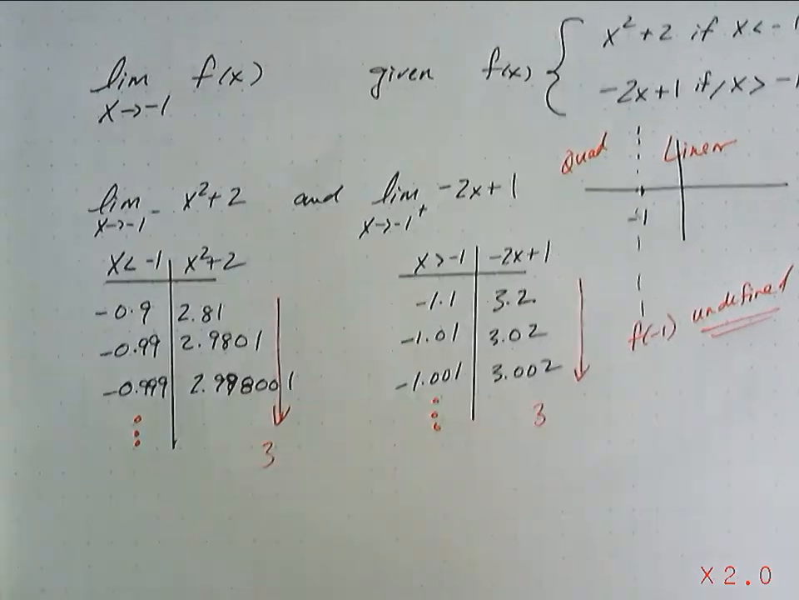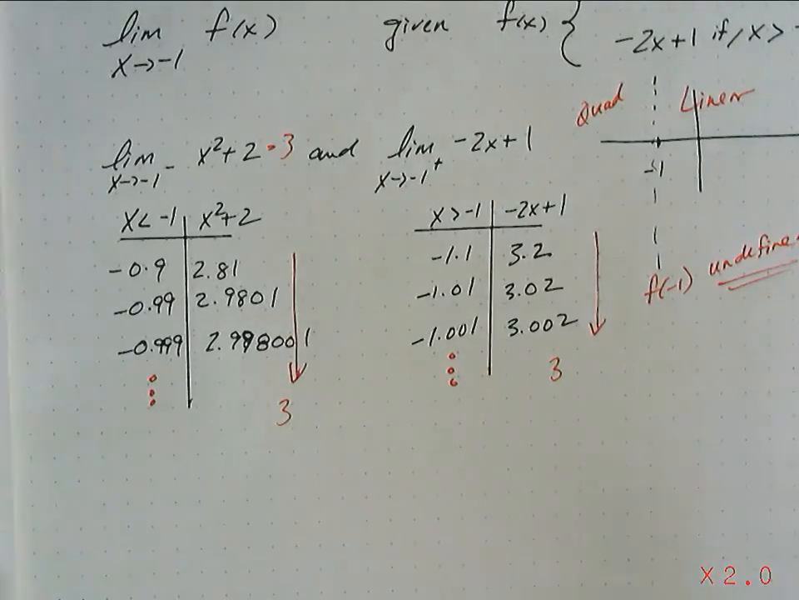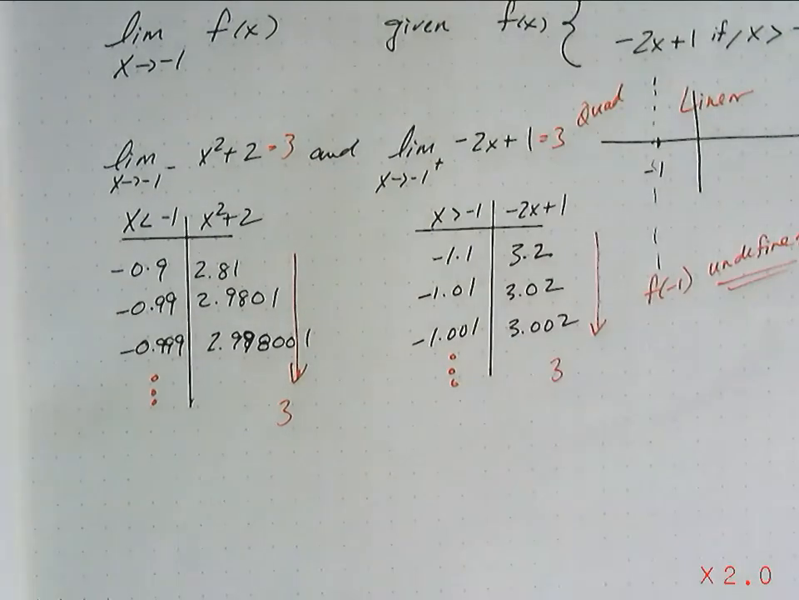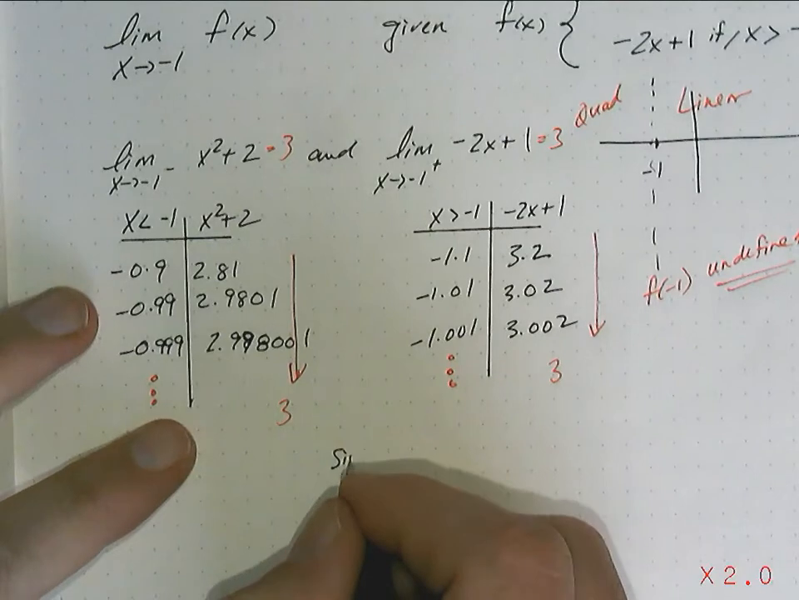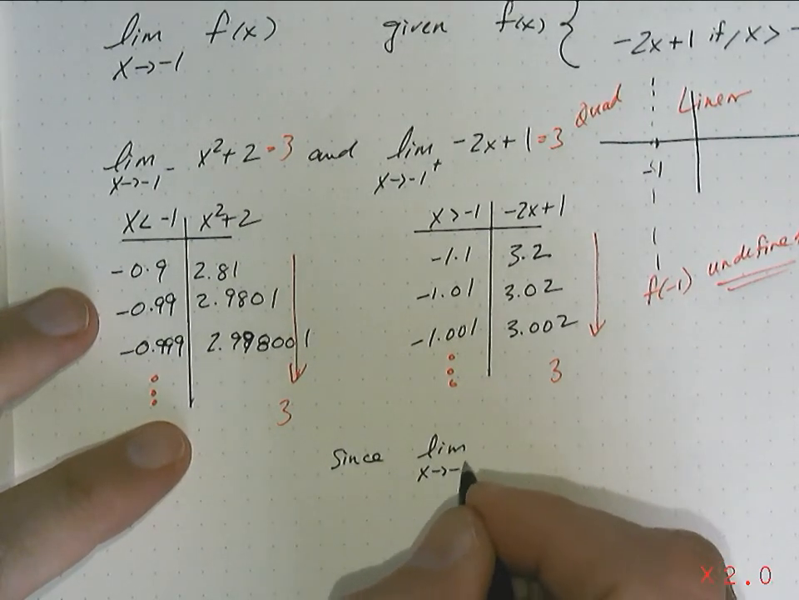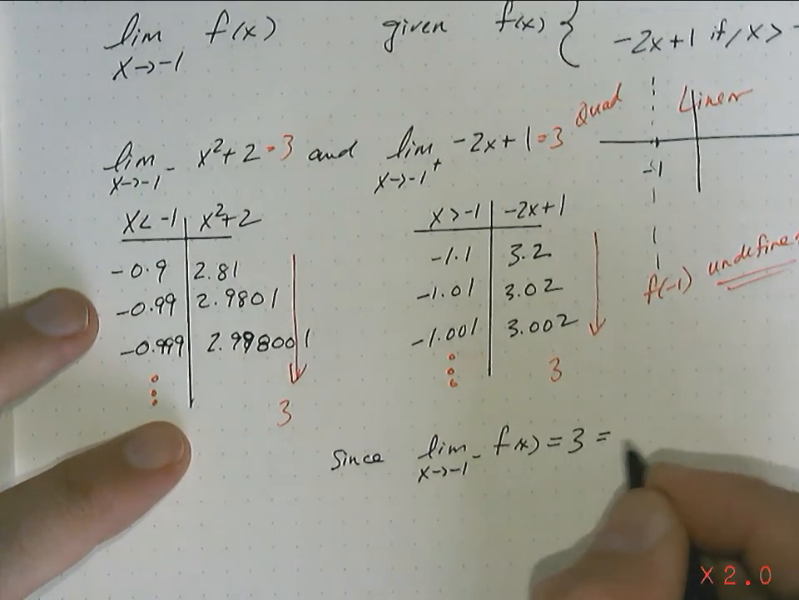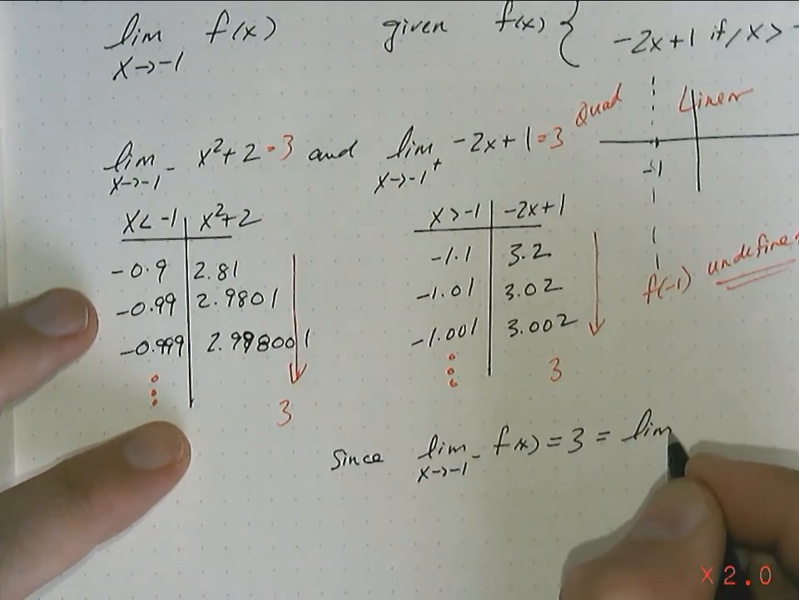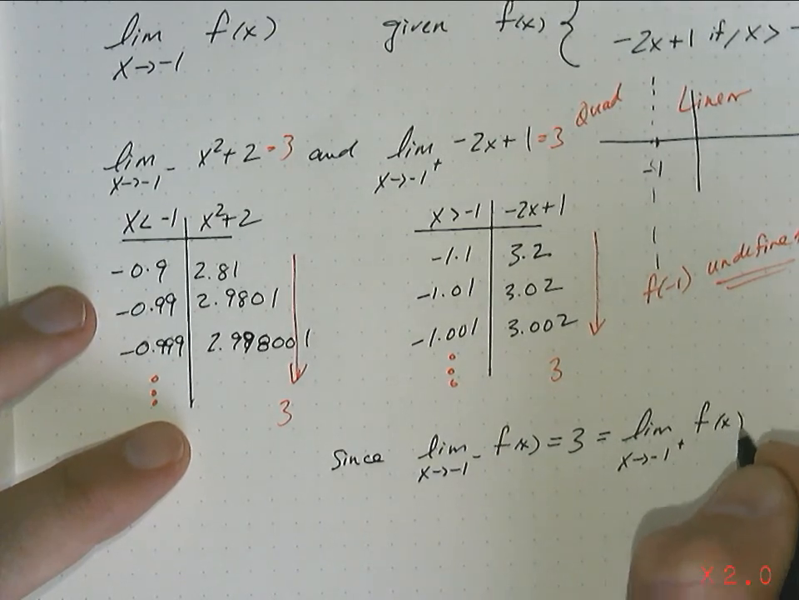So guess what? The left-hand side equals 3. Well, first of all, the left-hand side exists. Yay! The right-hand side exists. Yay! And they both equal each other. So if you really want to sound smart, you can say since the left-hand side of f of x equals 3, and that equals the right-hand side, I would be so happy if you did this on a test. I would be like, oh my gosh, I taught them something.